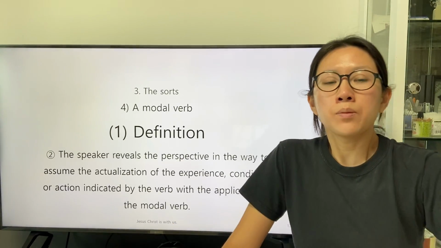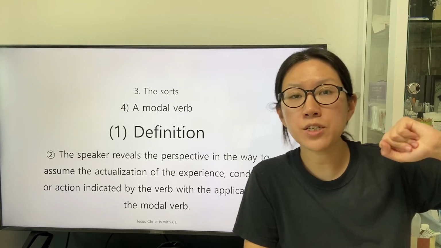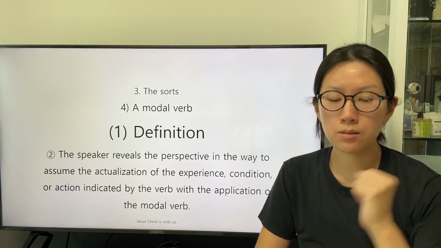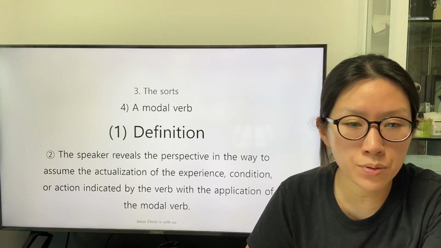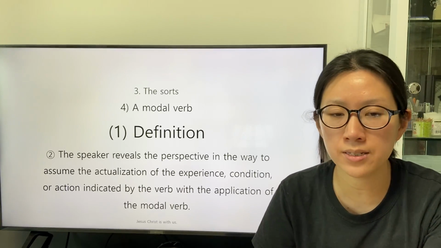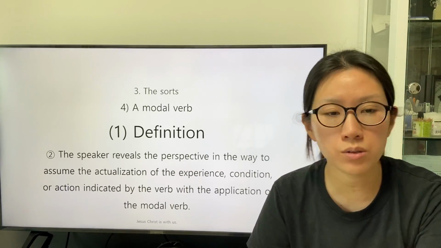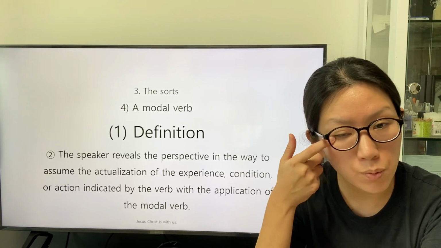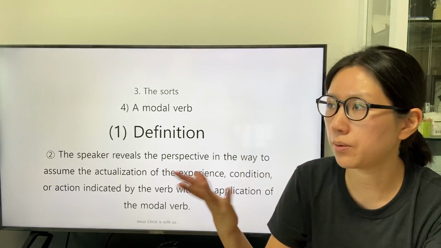The second definition of a modal verb is this. The speaker reveals the perspective in the way to assume the actualization of the experience, condition, or action indicated by the verb with the application of the modal verb.